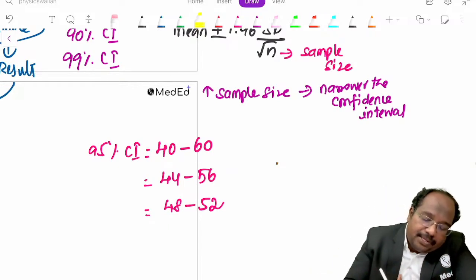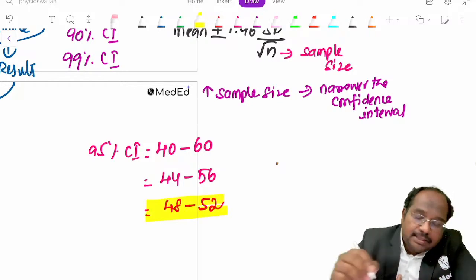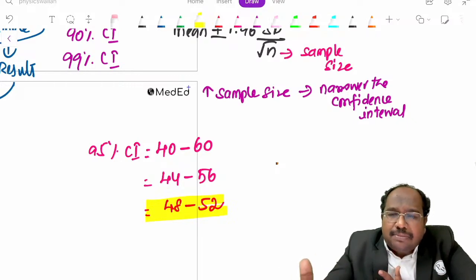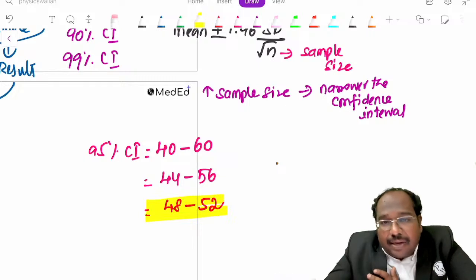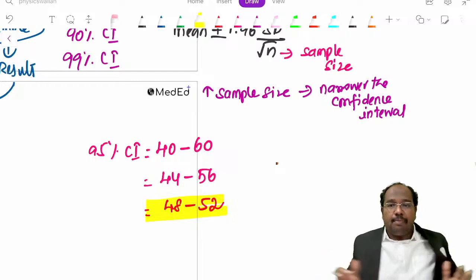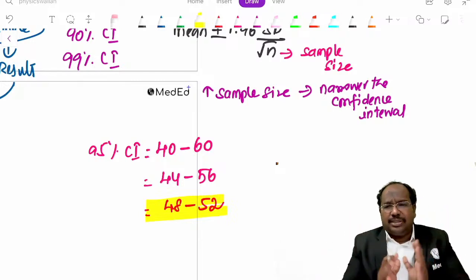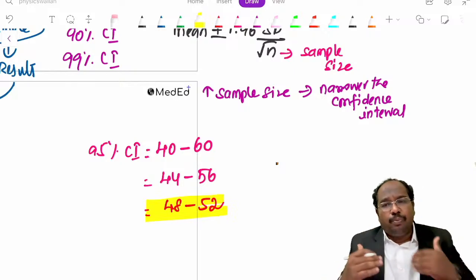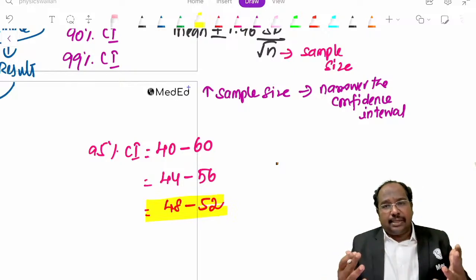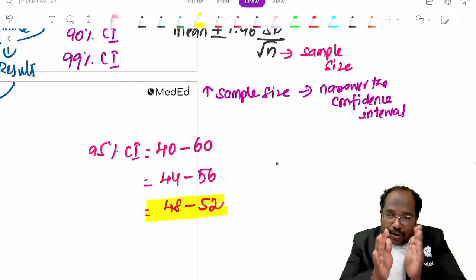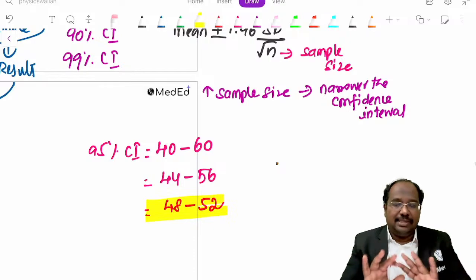Yes, this one has more sample size because the confidence interval is narrower. More the sample size means less the chance of error. So standard error will come down, and automatically the confidence interval will be narrow. If you do the study in 100 people, 500 people, 1000, 10,000, the more the number of people you select, the standard error will come down. So automatically the confidence interval will become narrower.